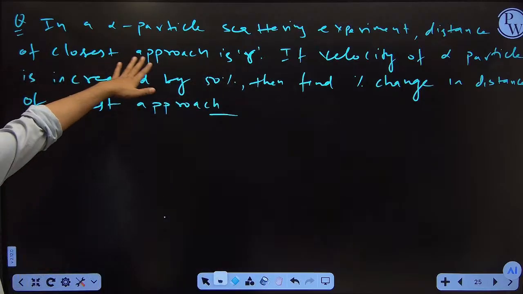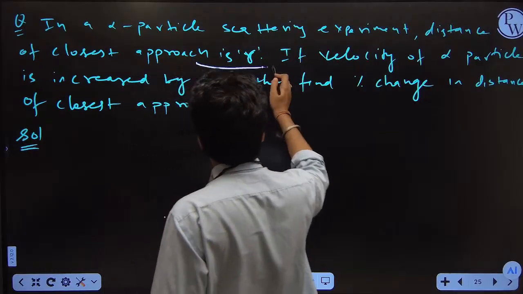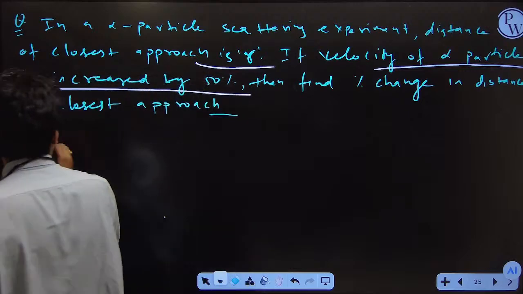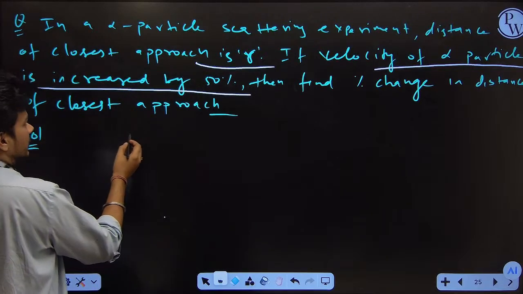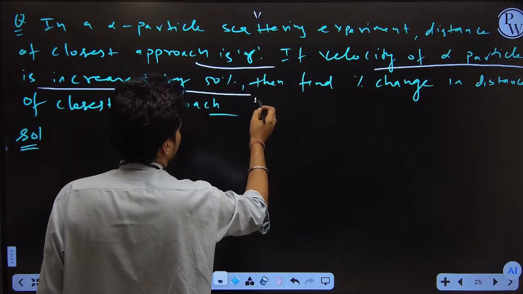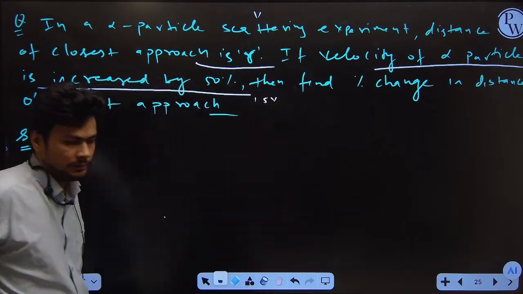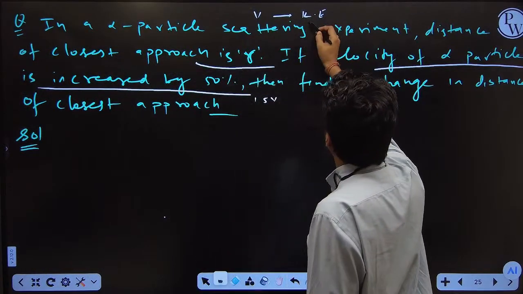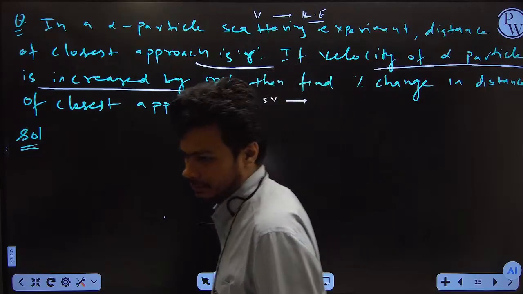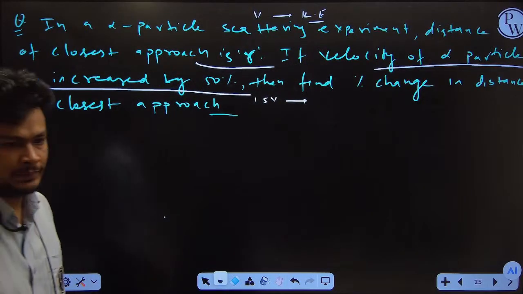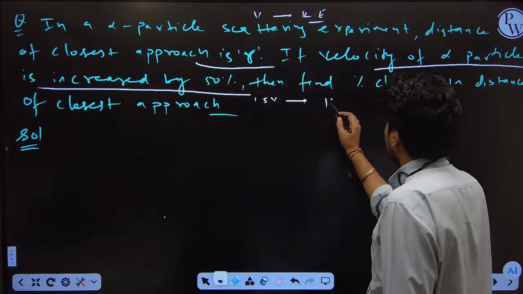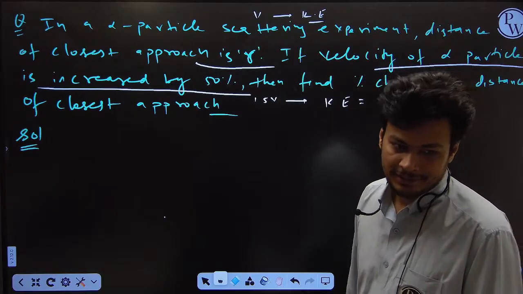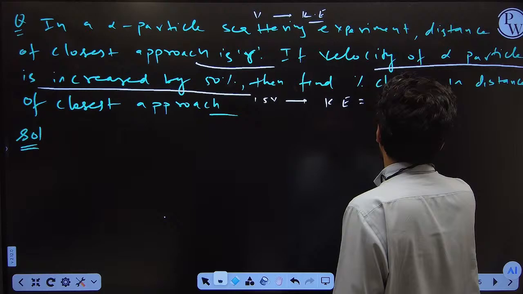So what are they saying in an alpha particle experiment? Distance of closest approach is given to us. Now they're saying the velocity of the alpha particle is increased by 50%. So let's say the velocity here was v, now the velocity is 1.5 v. If the kinetic energy for velocity v was KE, what will the kinetic energy be now? It will be 9 by 4.